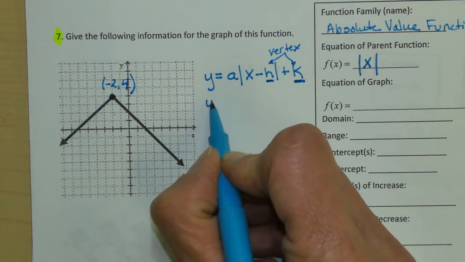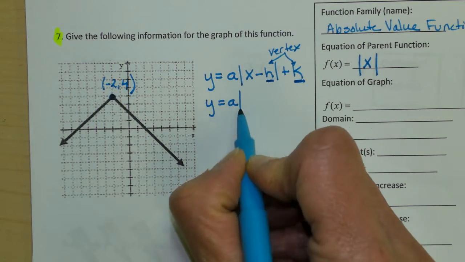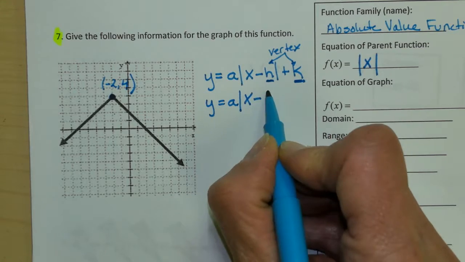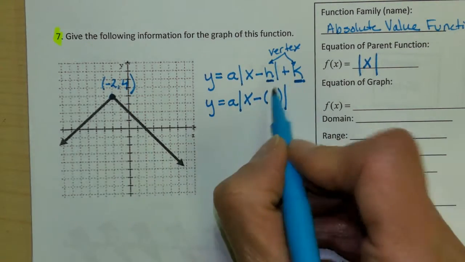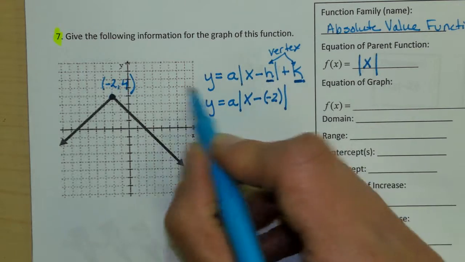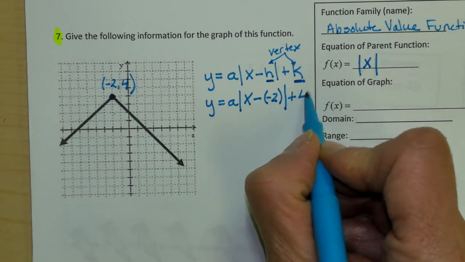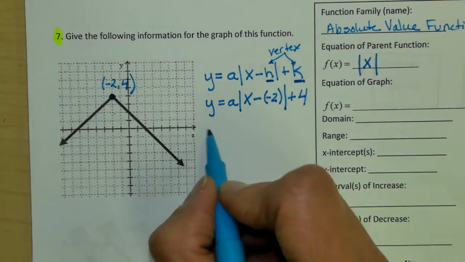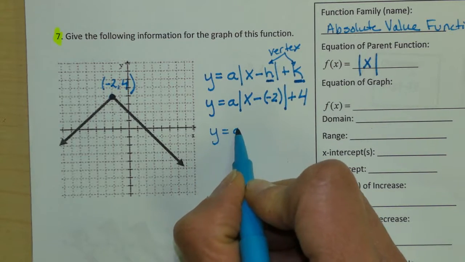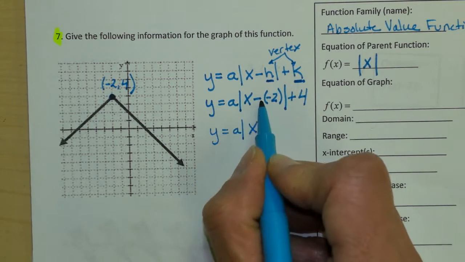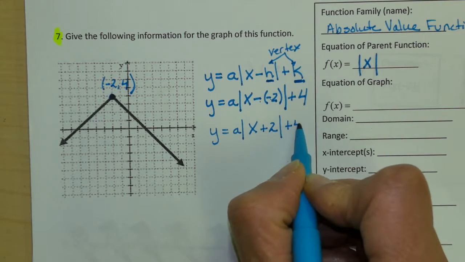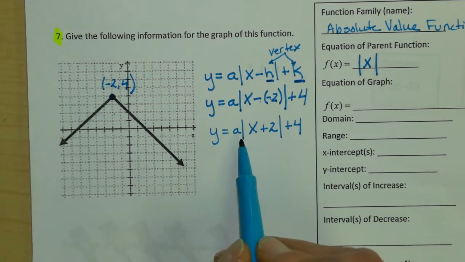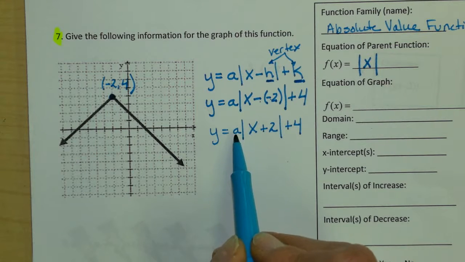So that means I'm going to have y is equal to a absolute value of x minus, I'm going to put my h in there, and my h is -2, and then I have a plus 4. So this means y is equal to a absolute value of x plus 2, plus 4. Okay, so I'm almost done. I have to figure out what my a is.